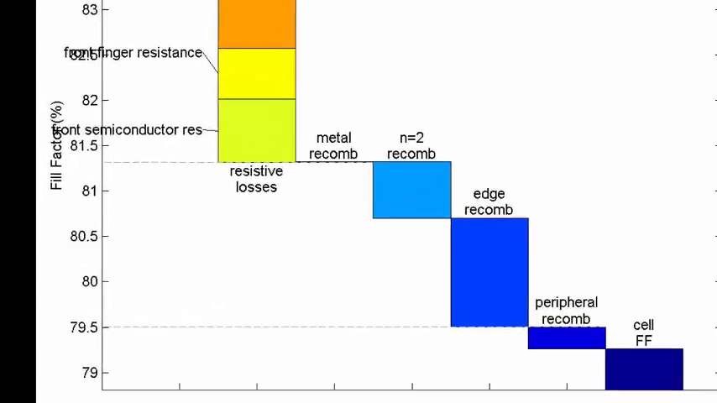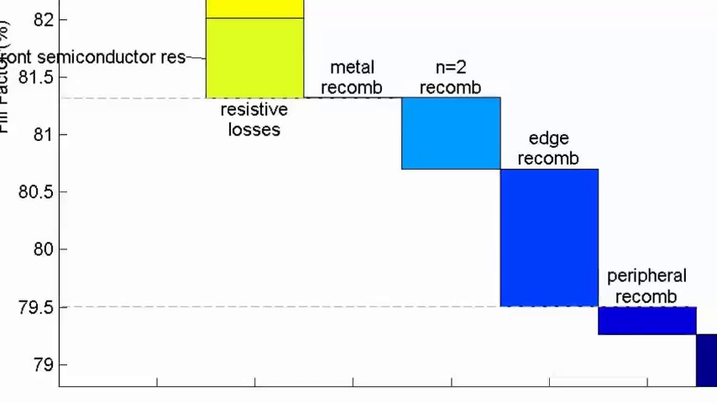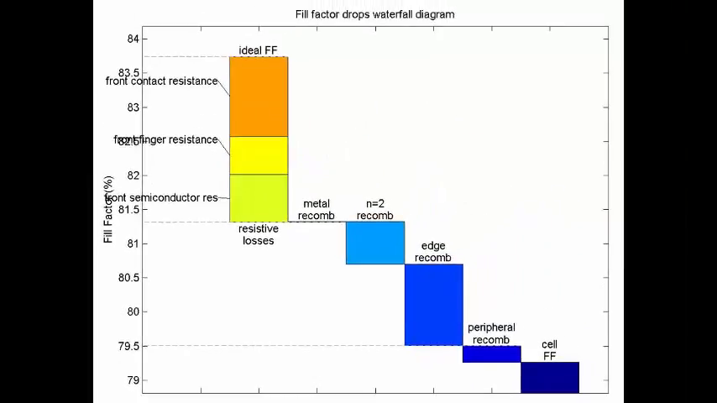The other bars have to do with depletion region recombination as well as non-uniform recombination at the wafer edges and periphery, which further drops the fill factor into the final 79% range. We can see that edge recombination contributes significantly. So in this diagram, the contact resistance and edge recombination are two components related to the metallization, edge isolation, and PECVD, which can then be tuned to raise the fill factor.